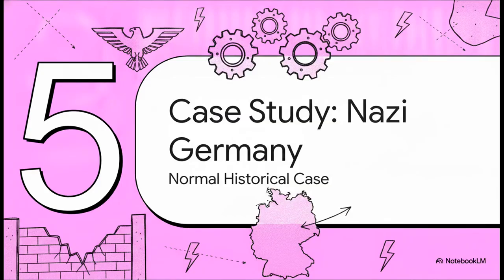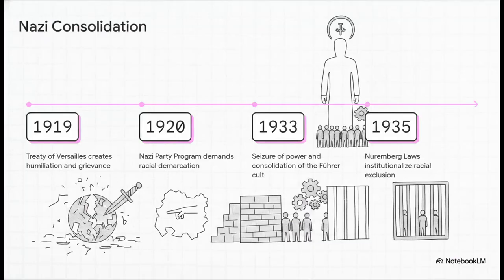Section 5. Case study. Nazi Germany. Let's ground all this heavy theory by looking at how it actually built up historically. Way back in 1919, the Treaty of Versailles created this massive, broad, maximal field of humiliation and grievance in Germany. But watch how that grievance gets narrowed over time.